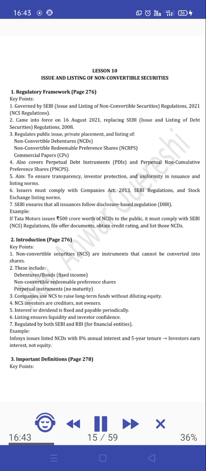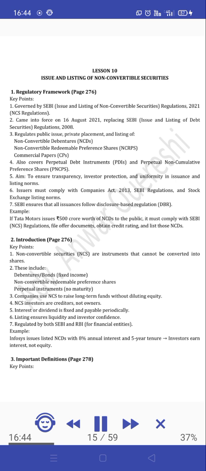Non-convertible redeemable preference shares, NCRPS. Commercial papers, CPs. 4. Also covers perpetual debt instruments, PDIs, and perpetual non-cumulative preference shares, PNCPS. 5. Aim: to ensure transparency, investor protection, and uniformity in issuance and listing norms. 6. Issuers must comply with Companies Act, 2013, SEBI regulations, and stock exchange listing norms. 7. SEBI ensures that all issuances follow disclosure-based regulation, DBR.